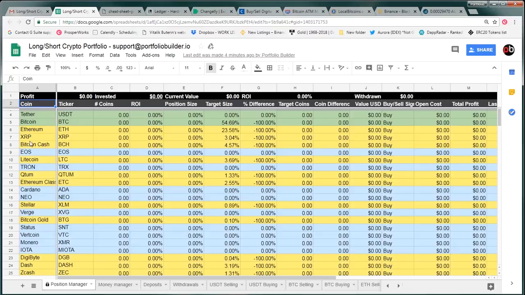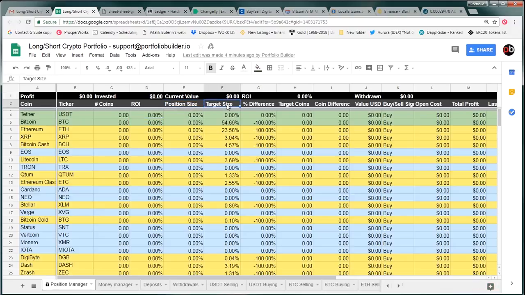Column A, we have the coin we're trading. Column B, the ticker. Column C, this is the number of coins you own. This is the return on investment for your coin, considering all buy and sell actions. And do note that your Bitcoin return may get watered down over time because you're trading in and out of Bitcoin. We have your position size.